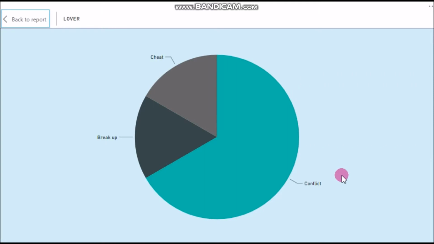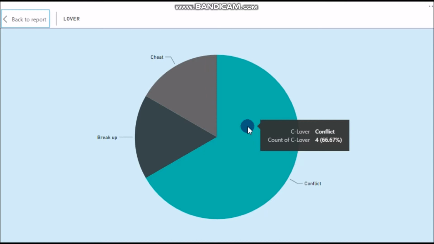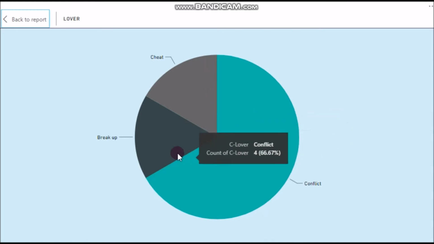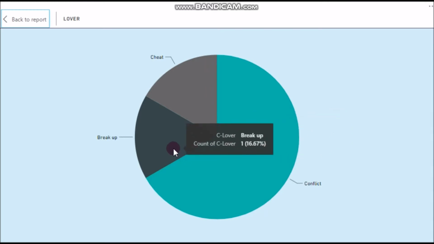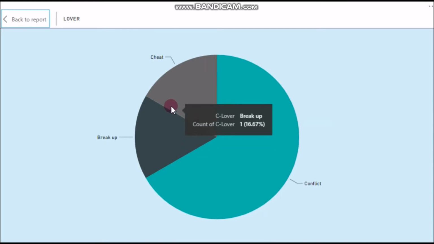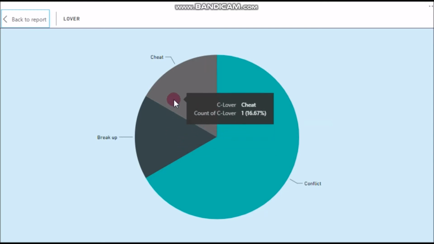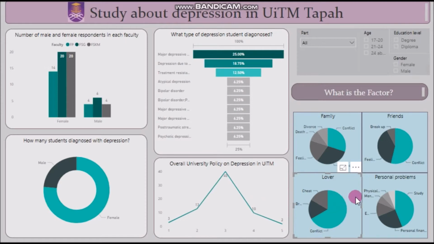So here are the factors from the lover. The first is conflict, which represents 66.67%. Second is breakup, which represents 16.67%. Also the same percentage with cheat, which is 16.67%. So next is the last factor.